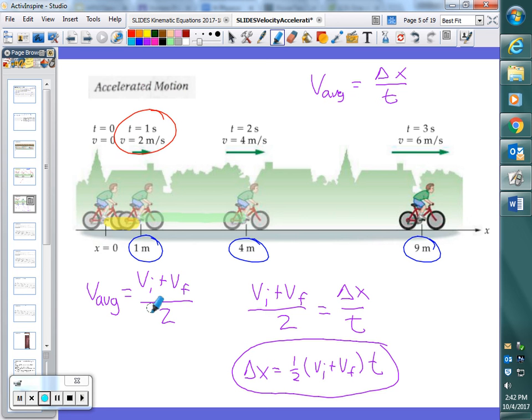What's the initial velocity of this green highlighted interval? The initial velocity of this interval that I highlighted in green. What's the initial velocity? 2 meters per second. What's the final velocity? 4 meters per second. How much time goes by? 1 second. Okay? So if we take that information and plug it into this equation, right?